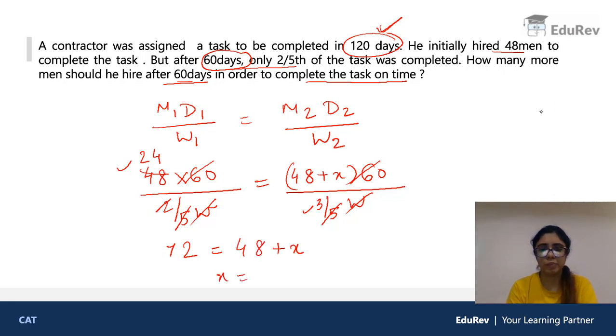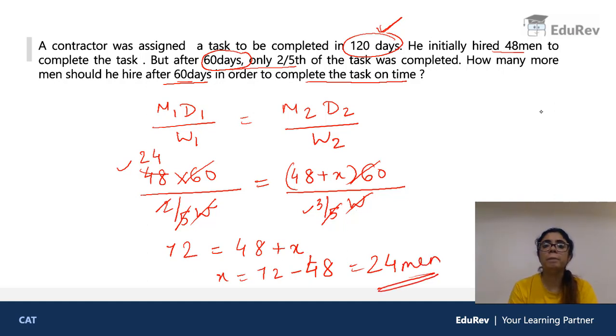So my x will be 72 minus 48, which is 24. So 24 extra men should be hired to complete the work on time, which is 120 days. So 24 men is your answer.